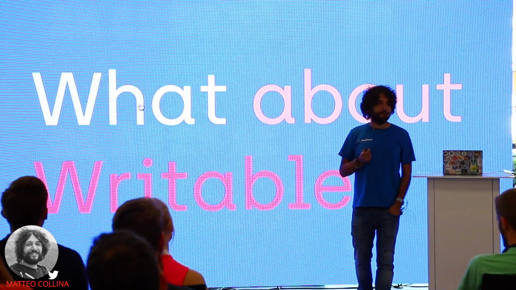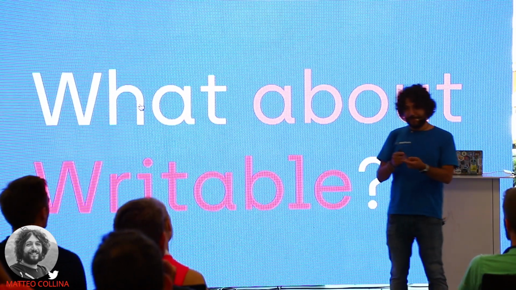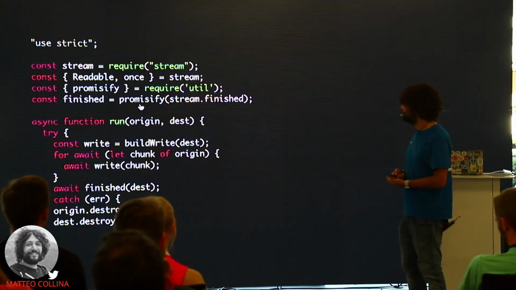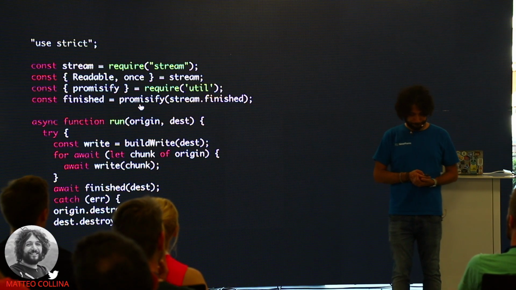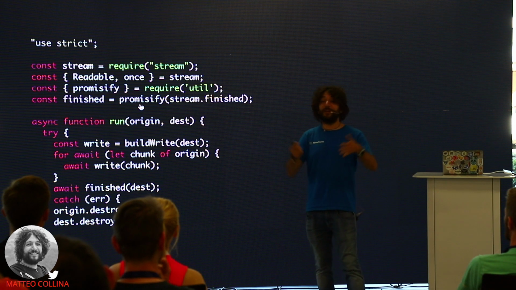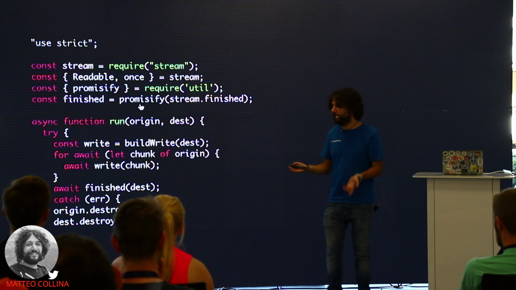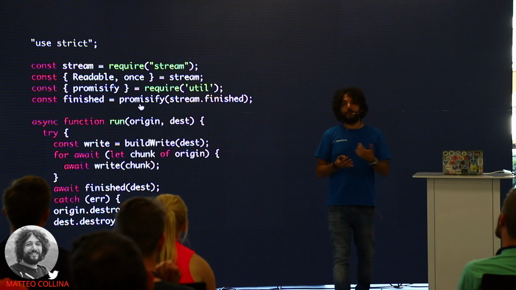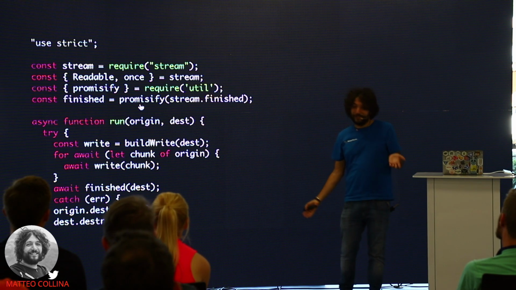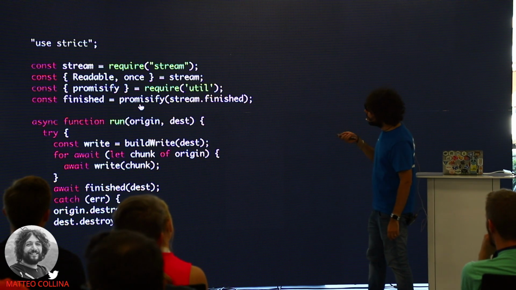And then there is another point. What about writable? I talked about readable. I know more or less what we need to do for transform. What about writable? Well, I don't know. I wrote this, but I don't like it. So if somebody has better ideas, I would love to hear from you, because there's no equivalent of an async iterator for the writable side of things, okay? So we cannot really implement them for that. That is the problem.